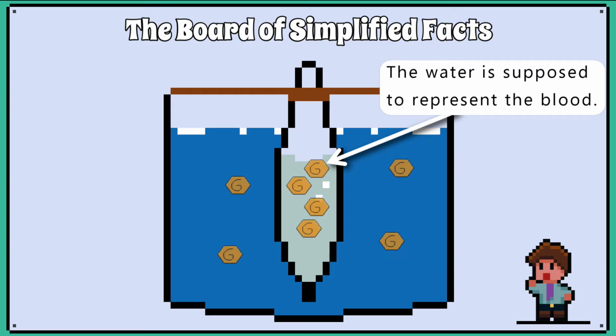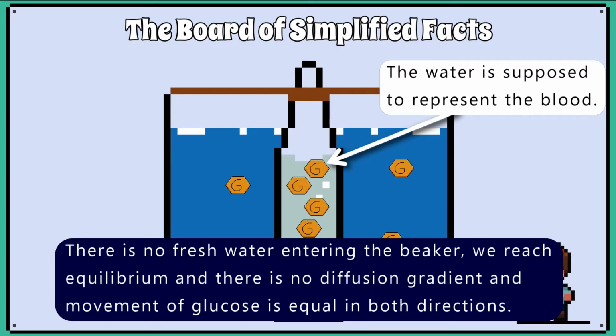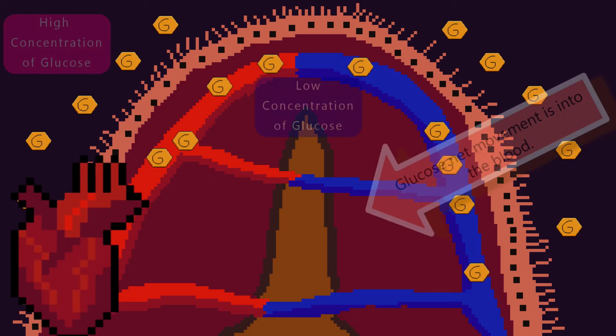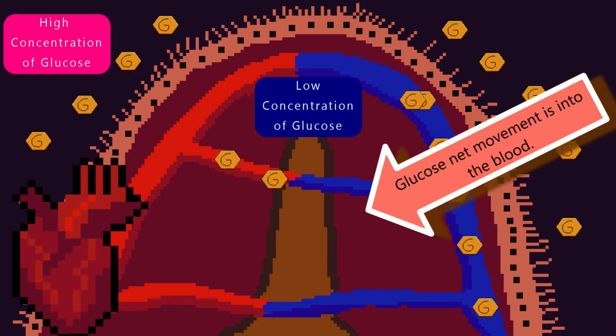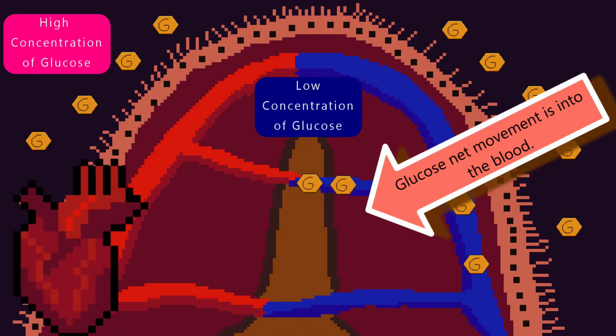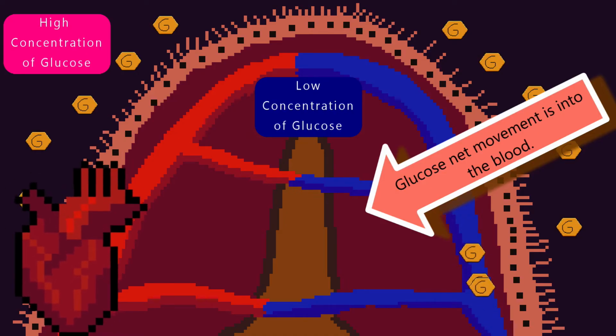The other limitation is that water is supposed to be representing the blood, but as there is no fresh water entering the beaker, we reach equilibrium and there is no diffusion gradient, and therefore there is no net movement of glucose in either direction. In our bodies, fresh blood is always being supplied and surrounding the small intestine, so the diffusion gradient always remains steep and equilibrium is not reached.